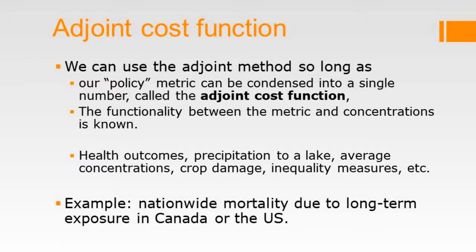That's the metric that you are looking at the impact on. And so long as we can change or define a policy question to have two characteristics, we can use the adjoint method effectively to answer questions that are relevant to that policy topic. The first thing is that the policy metric or policy question should be condensed into a single number. And secondly, that number should be a function of concentration. There are a number of policy questions that fit that description. One of them, for example, is nationwide health outcomes, which is what we are going to look at first in our results. But other metrics include the amount of precipitation or deposition into a lake, average concentrations, maximum concentrations, or crop damage as a result of exposure to ozone. And as we see later, inequality measures can also be defined in that sense. So here we are going to use mortality as our metric of interest. If you can go to the next slide.